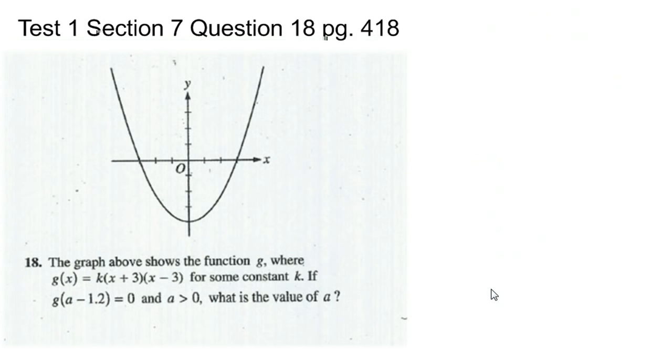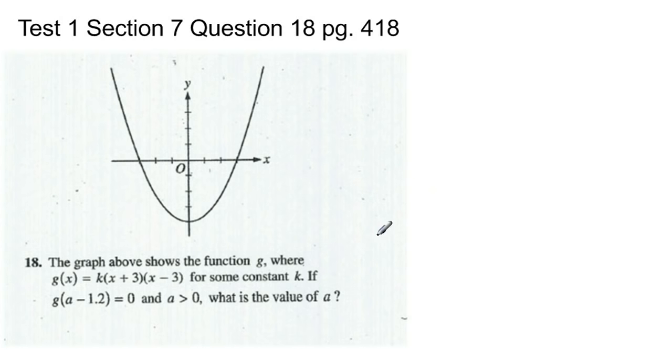All right, let's look here at Test 1, Section 7, question number 18. This can be found on page 418. It's a function question, and this is actually a very, very, very easy question if you know a little bit about functions. Okay, so it says the graph above shows the function g, where g of x equals k times x plus 3 times x minus 3 for some constant k. If g of a minus 1.2 equals 0 and a is greater than 0, what is the value of a?